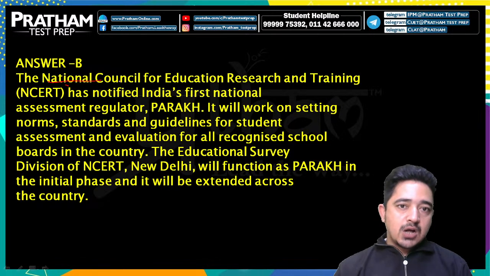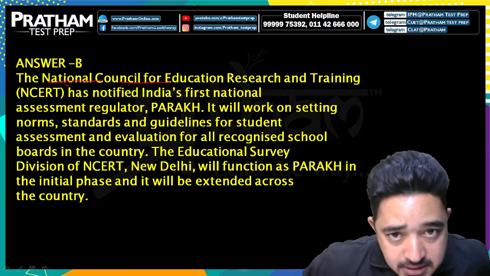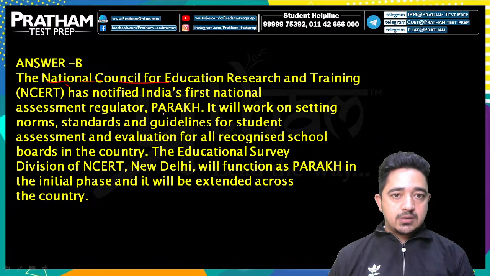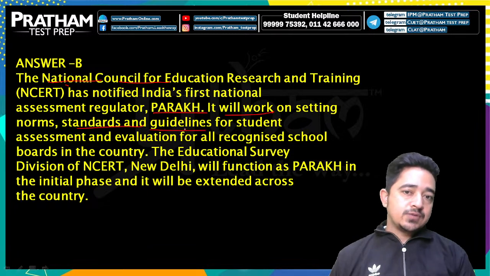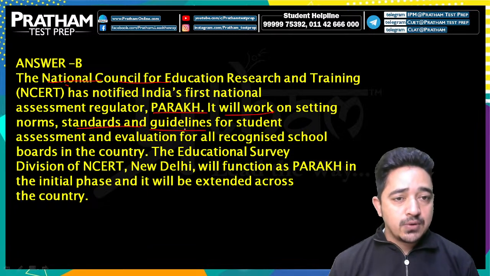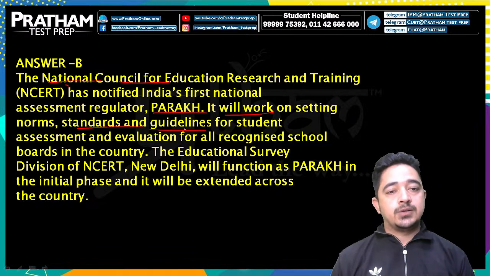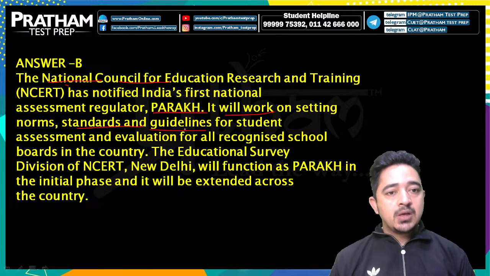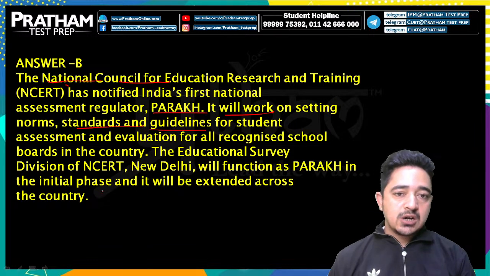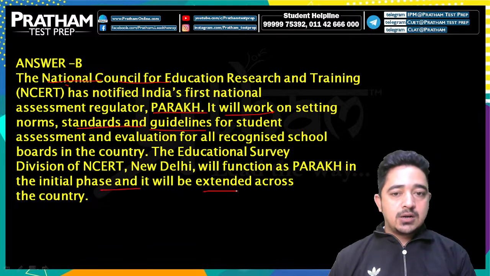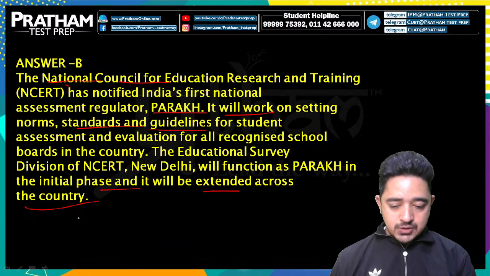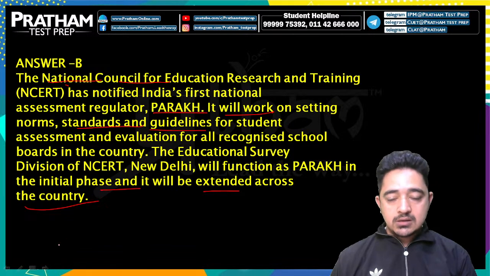So the National Council for Educational Research and Training, NCERT, has notified India's first national assessment regulator, PARAKH. It will work on setting norms, standards and guidelines for student assessment and evaluation for all recognized school boards in the country. और ये जो एजुकेशनल सॉफ्टवेयर डिवीजन है एनसीईआरटी का, that is New Delhi, will function as PARAKH in the initial phase and it will be extended across the country. So B is the right answer. Don't worry Riddhi, because you have given most of the questions the correct answer.